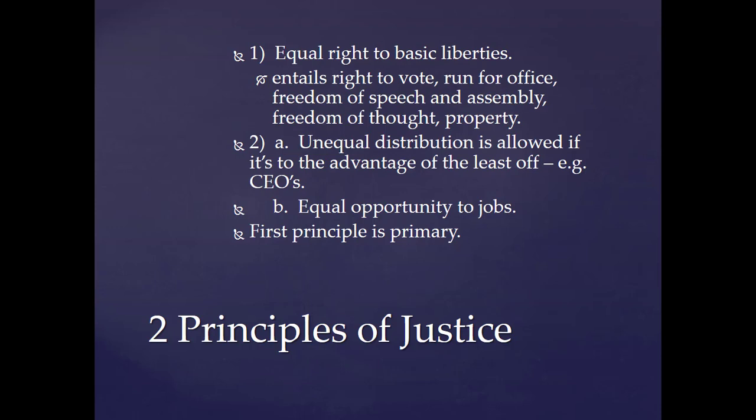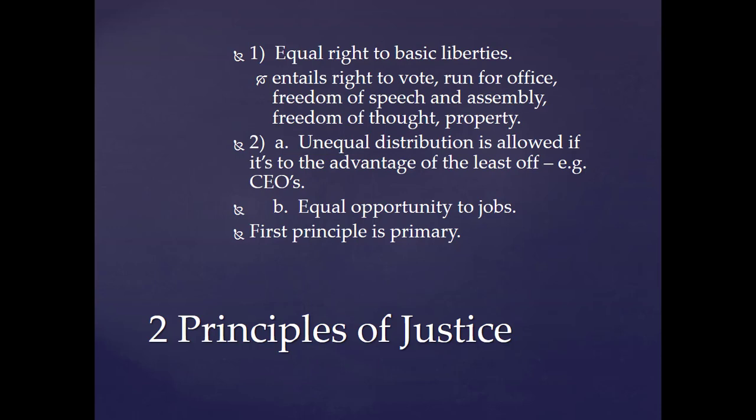2A says this: an unequal distribution is allowed if it's to the advantage of the least off. So the first principle says that everyone has an equal right to basic liberties. But the second principle says, well, sometimes there can be an unequal distribution of wealth, of money, such as income, or maybe tax dollars, or even rights, if it's to the advantage of the least off. In other words, if it benefits the least off, then an unequal distribution of goods, wealth, rights, etc. is allowed.